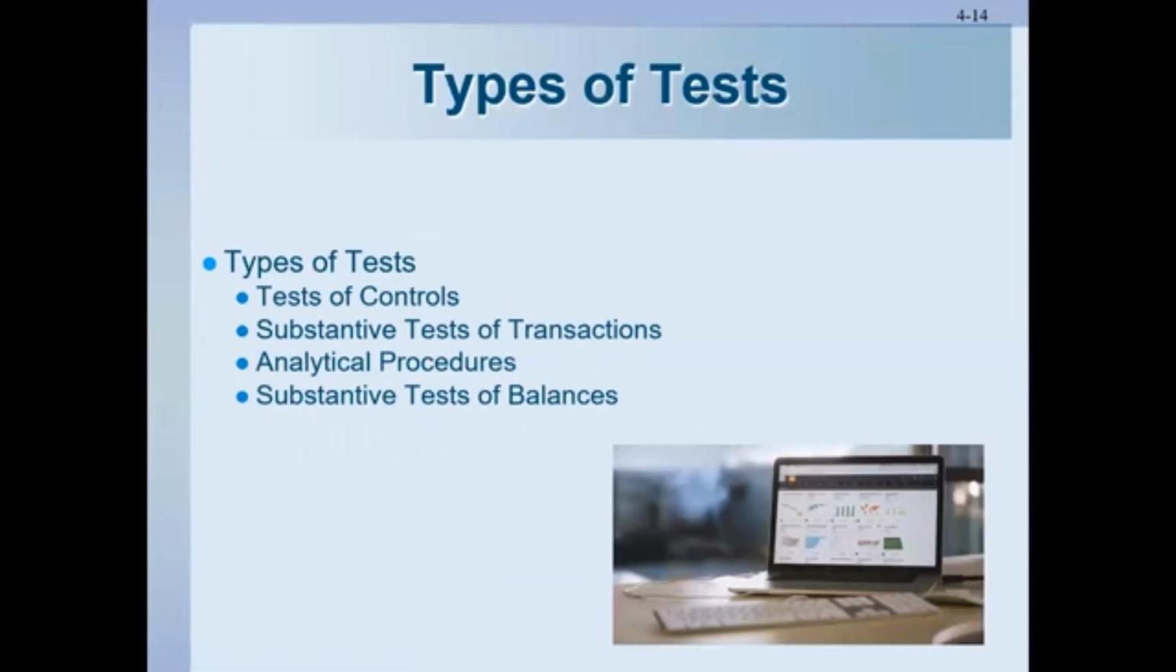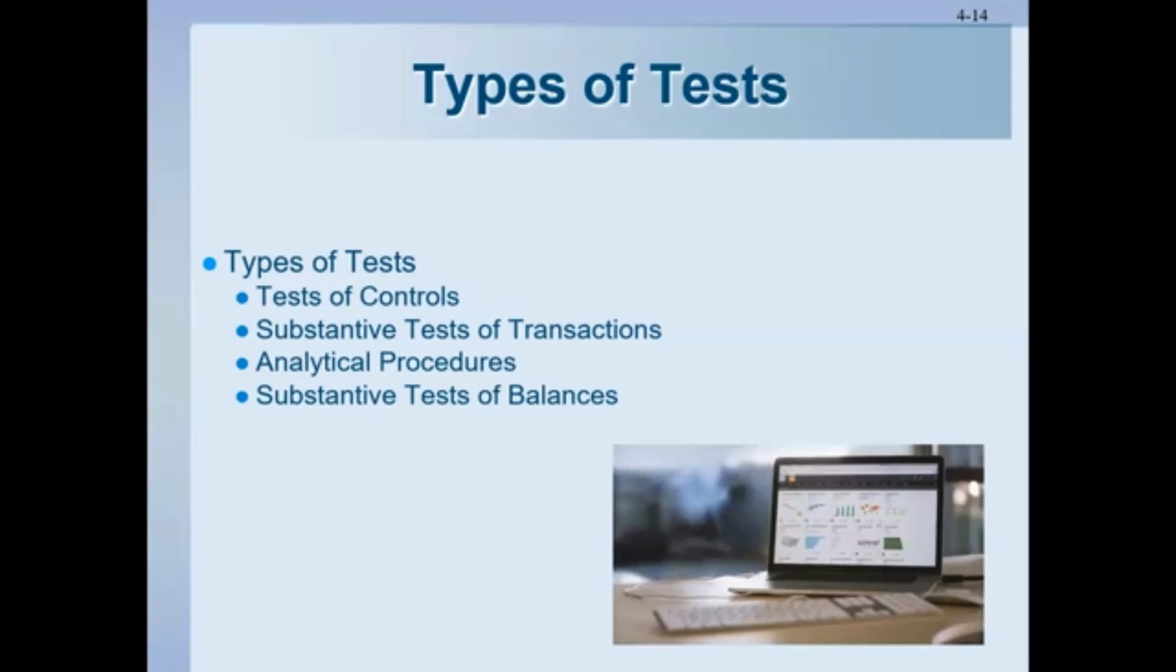Okay, tests, types of tests. Now, auditors may use several procedures to collect evidence. His or her objective determines the type of test used. The book talked about 4 primary types of tests: the test of controls, substantive tests of transactions, analytical procedures, and substantive tests of balances.